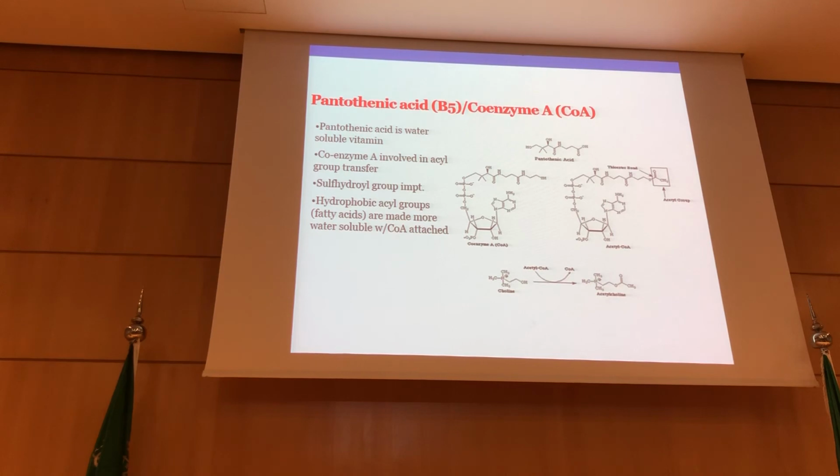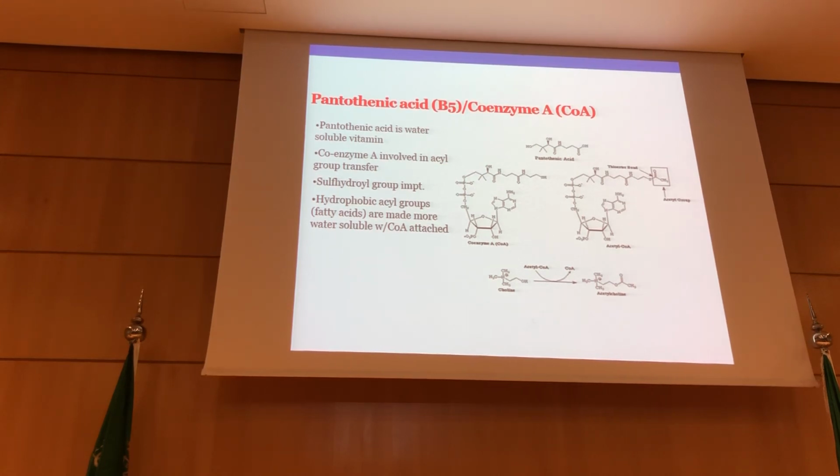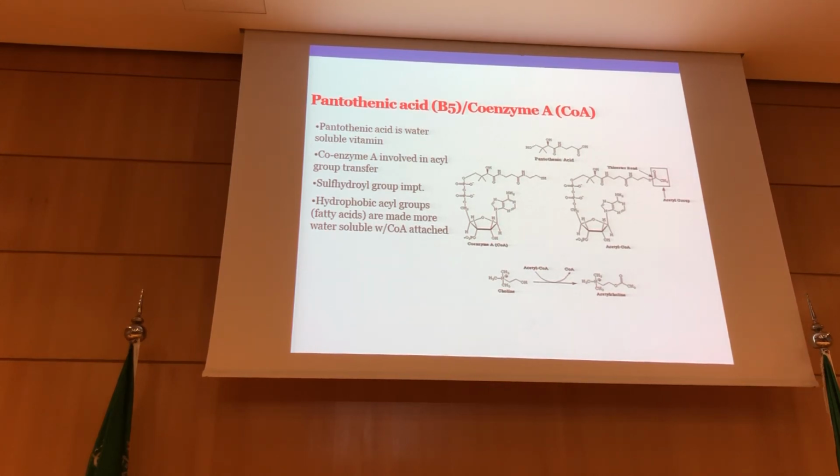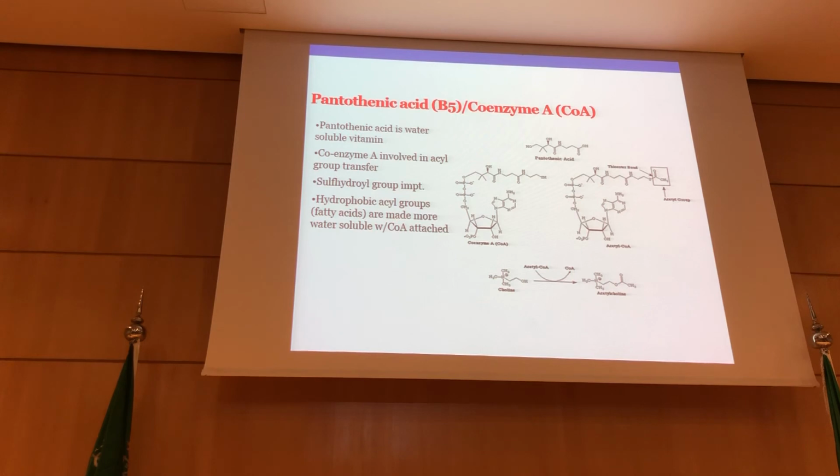Coenzyme A is derived from pantothenic acid. It plays a role in the transfer of acyl groups, like the formation of acetyl CoA, because coenzyme A has the SH group here. So on this SH you can add an acyl group. Coenzyme A is involved in our metabolism and the transfer of acyl groups. Also it is involved in the formation of fatty acids. We will study this later on.